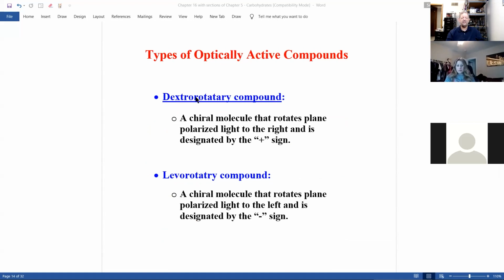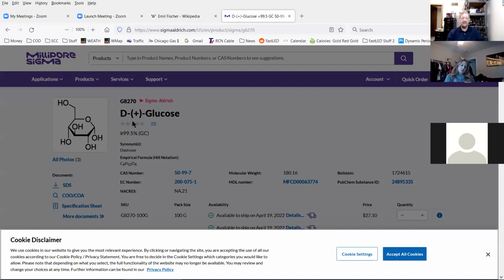Things that are dextrorotary rotate plane polarized light to the right and are given a plus sign. Things that rotate it to the left are given a minus sign. And if you notice, D-glucose here is D-plus-glucose. D tells you where the hydroxyl group is on the last chiral carbon, and plus tells you it rotates plane polarized light to the right. This will never be on an exam.